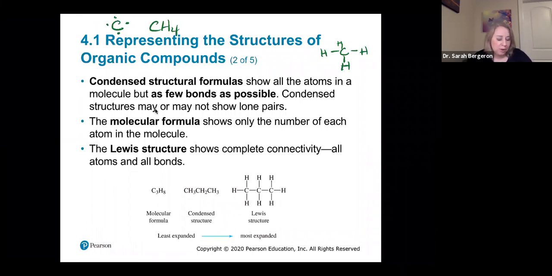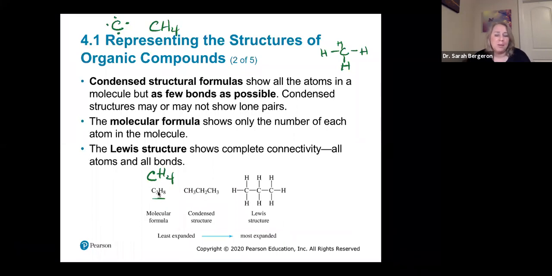So if I told you, right, our CH4 is a molecular formula. So it tells me about everything that's in the molecule, but it just tells me elements and number of atoms of those elements. So that's a molecular formula. Another example of a molecular formula is C3H8. Now, with CH4, we can't go into a condensed structure because CH4 is simple, it's just 1 carbon. But here, when we have C3H8, we can actually show the orientation of the carbons in the molecule and the orientation of the hydrogens. We just don't show bonds, and we don't show lone pairs.